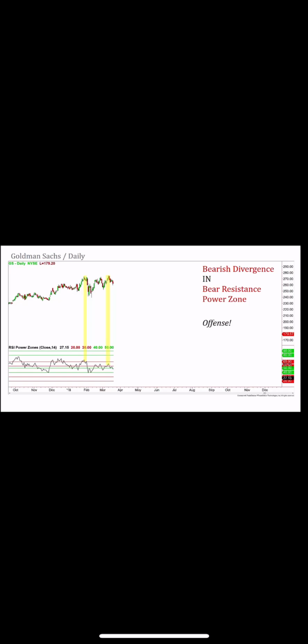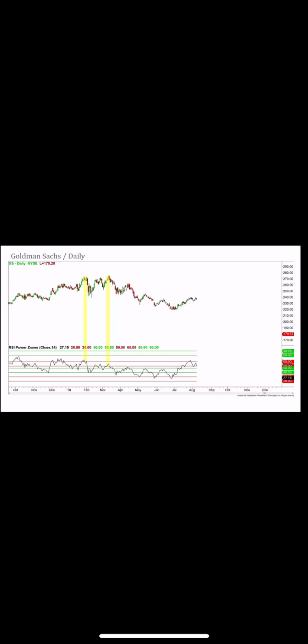This is an offensive play. This is a situation where you should look to go short, depending on your risk-reward parameters. Here's the move that resulted just from this one signal. A high formed at 275.31, a low at 218.89. This was a $56.42 move, again, just based off RSI power zones and the presence of the divergence signal.